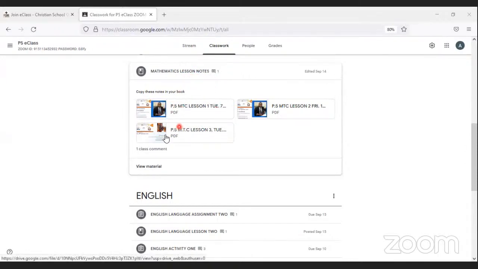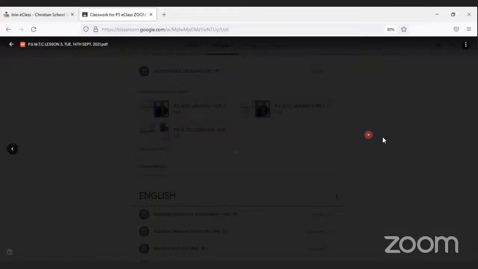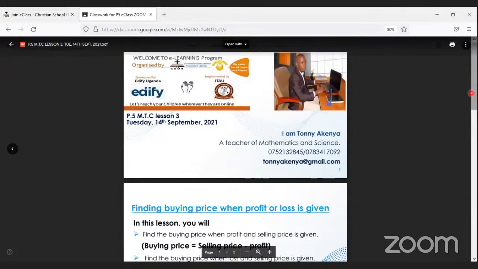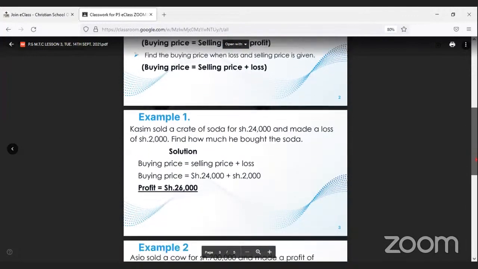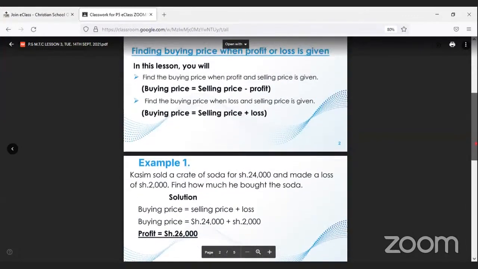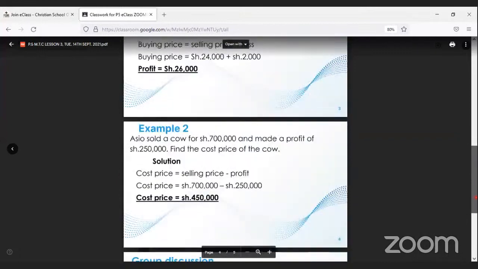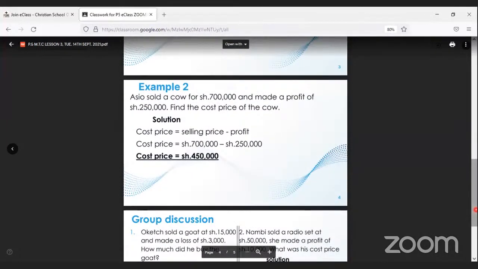So when you click on it, you will be able to find lesson 1, lesson 2, lesson 3. If it is lesson 3, you click on it, and you will be able to copy the notes in your book. So this is how you can go into the Google Classroom. Otherwise, thank you so much for those of you who have at least seen how to go to the Google Classroom.